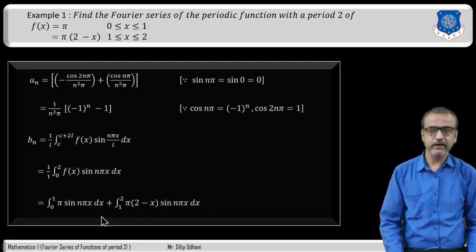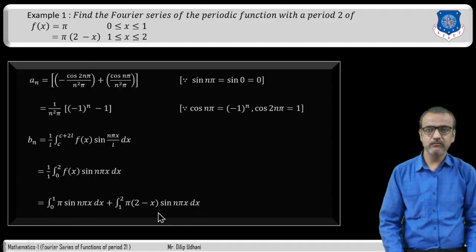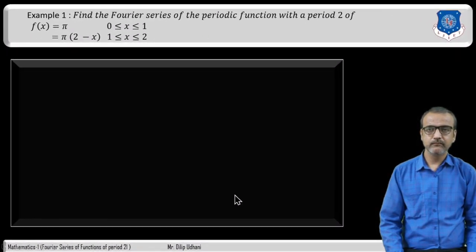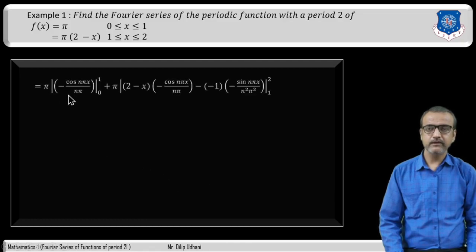Now we will find out the integration of sin n pi x. So pi is a constant value. Integration of sine n pi x is minus cos n pi x upon n pi. Now to find out the integration of this term, we will apply the Bernoulli formula. So pi will be as it is, and integration of sine n pi x is minus cos n pi x upon n pi, and the limit is from 0 to 1. Pi is a constant value.